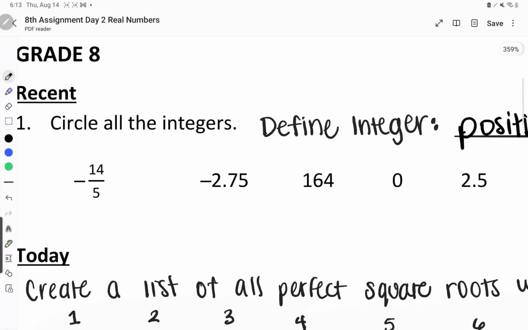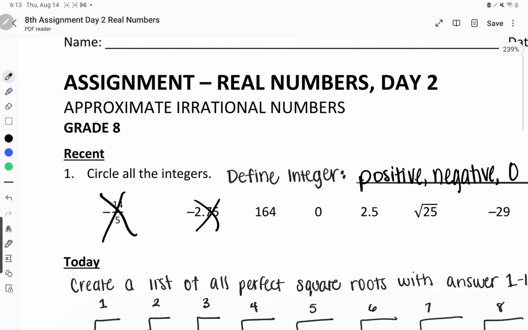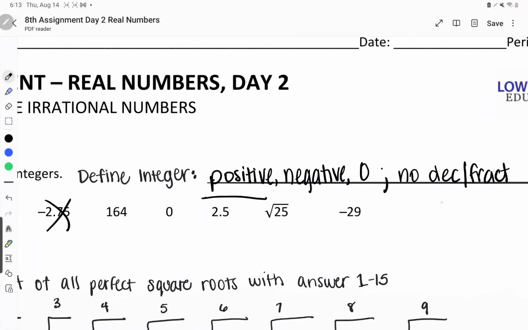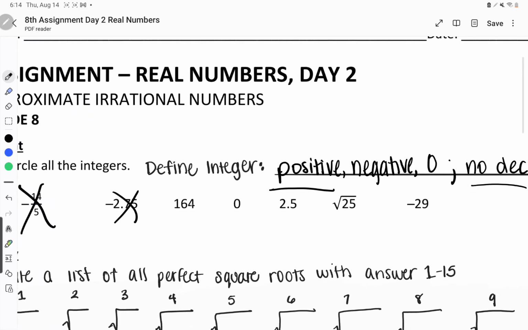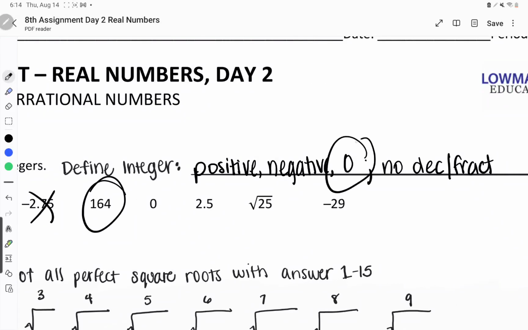So we're just going to go through it and look to see which one applies to that. Negative 14 over 5. Well, negative 14 over 5 has a fraction, so that is not an integer. Negative 2.75 has a decimal, so that's not an integer. 164 is our positive number that has no decimals. So there we go. 0 is in our definition, so that's one. 2.5: my definition says that I can't have any decimals. This has a decimal, so that's not the answer.